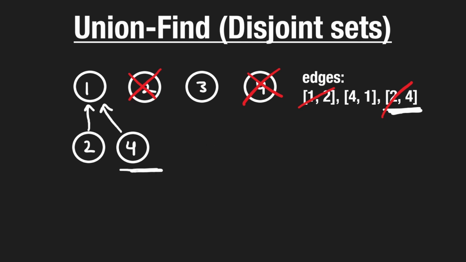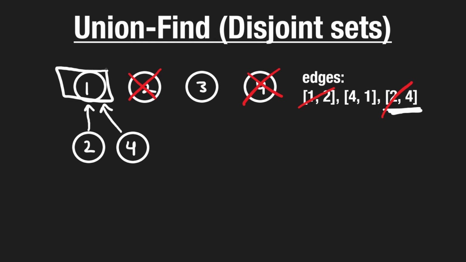So we would start at 4, go to its parent and keep going up the chain until we can't go any higher. 1 is the parent of 4. 1 is the root of 4. And for 1, we also have to find the root of it. Of course, it's itself. So now we looked for the roots of both of these and they're the same.